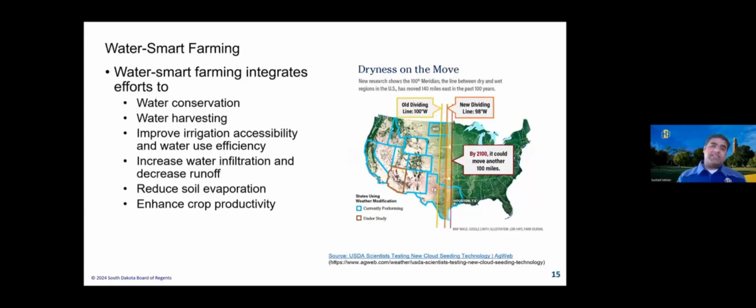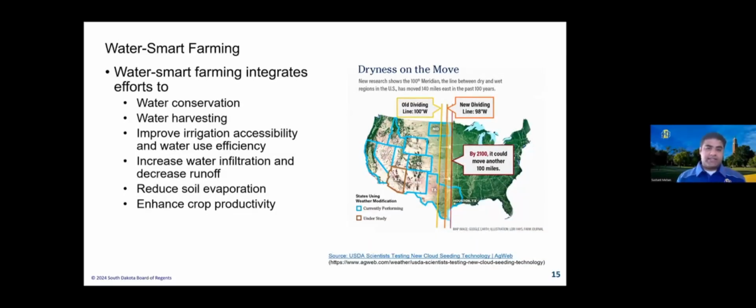As we are concluding this discussion, it's clear that we need some solutions. One of the possible solutions could be water smart farming, precision farming that could play a pivotal role in addressing the growing challenges posed by climate change, water scarcity, and shifting dry regions. As we can see with the movement of the 100th meridian, especially in the figure on the right, that dividing line between the dry western and the wetter eastern United States has shifted 140 miles eastward over the past 100 years, and it's projected to move another 100 miles by 2100.